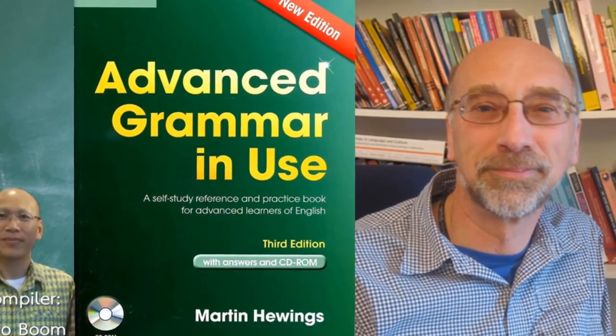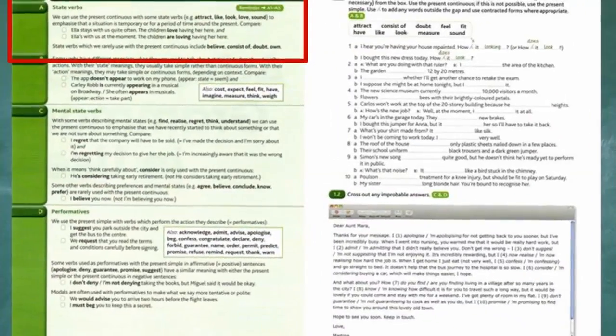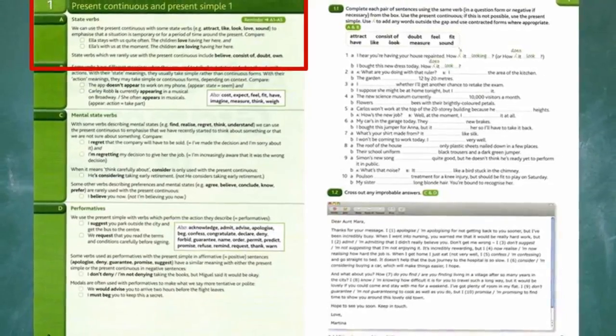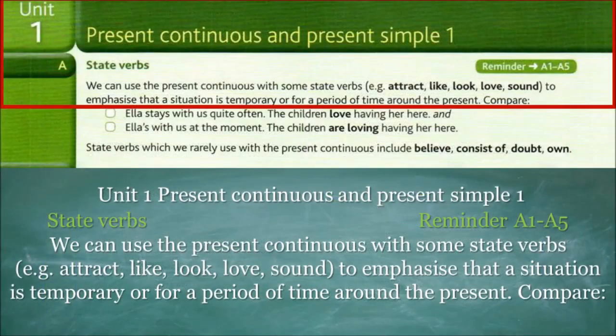Advanced Grammar in Use. Martin Hewings. Unit 1. Present Continuous and Present Simple 1. State verbs. Reminder A1 to A5.